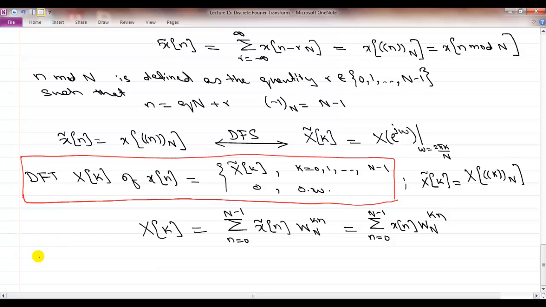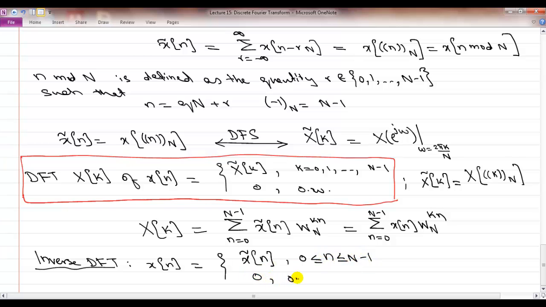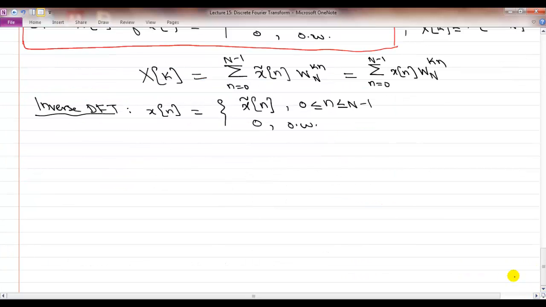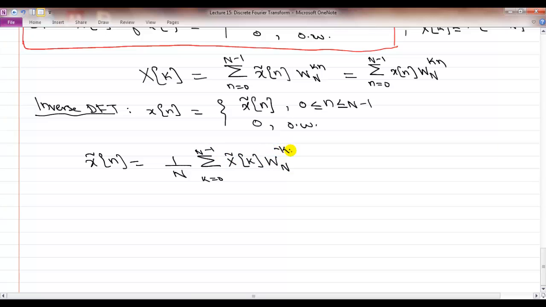Similarly, if you ask what is the inverse DFT formula, that is simply just by the fact that if you look at one period of your x tilde of n, that is equal to x[n]. So your inverse DFT is simply equal to the period x tilde of n for n between 0 and N minus 1, 0 otherwise. And once again, we can try to write down x tilde of n, which we had defined as 1 over N, the sum over k from 0 to N minus 1 of X tilde of k, W_N to the minus kn.